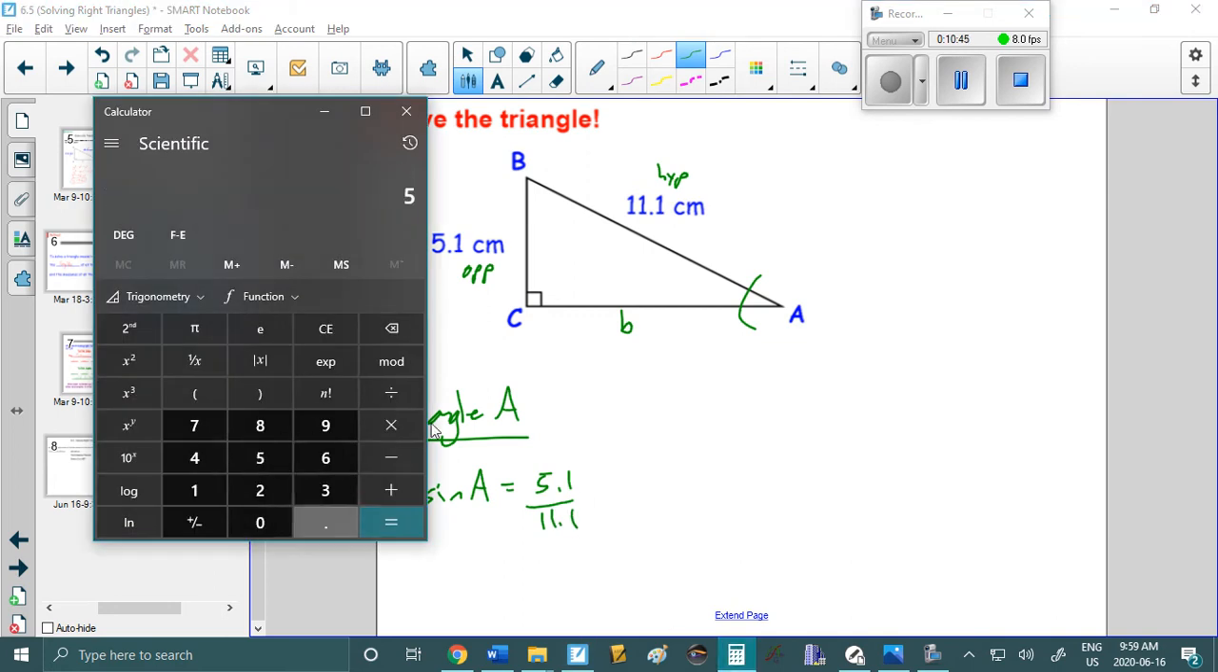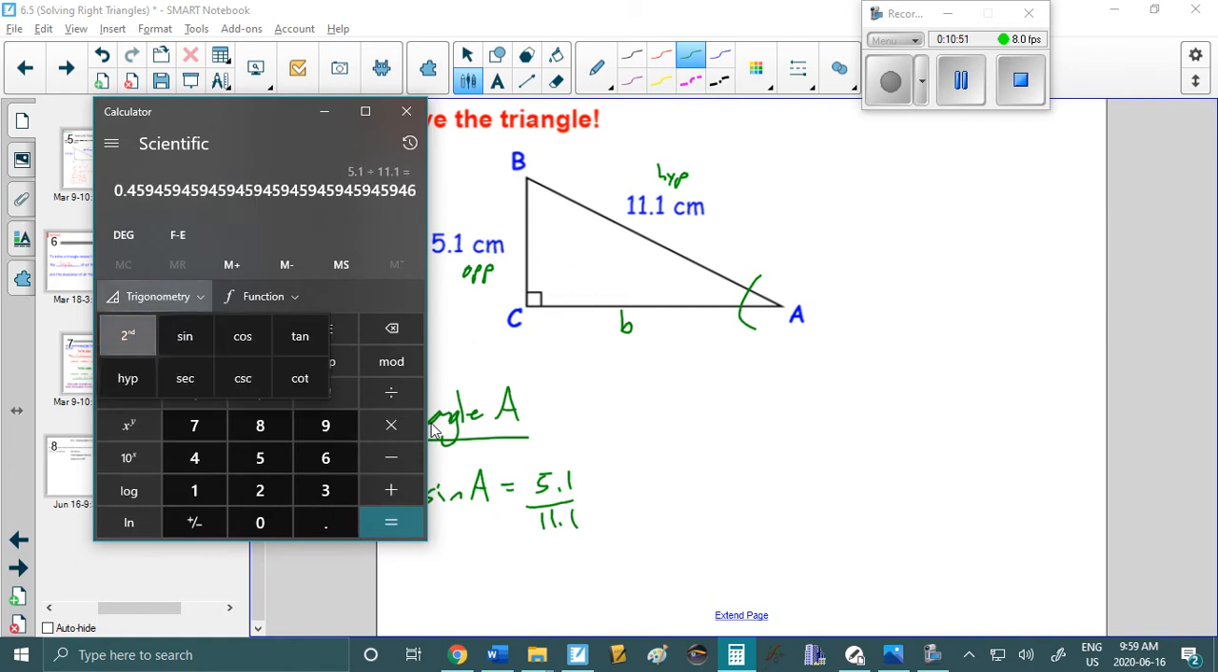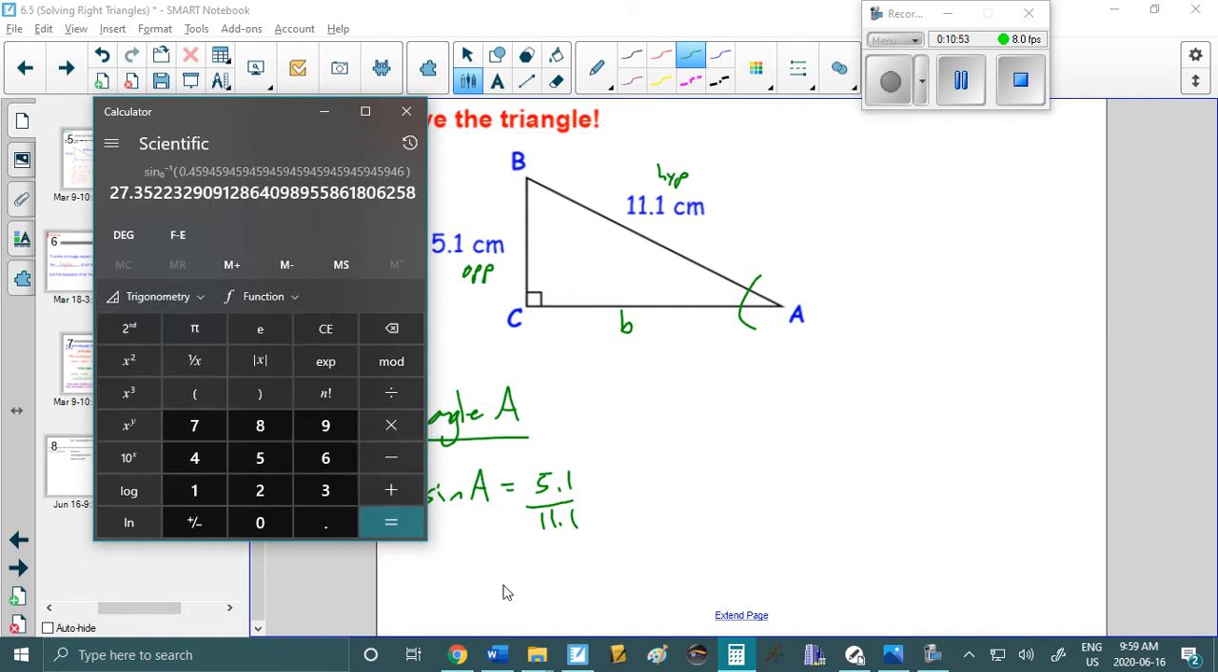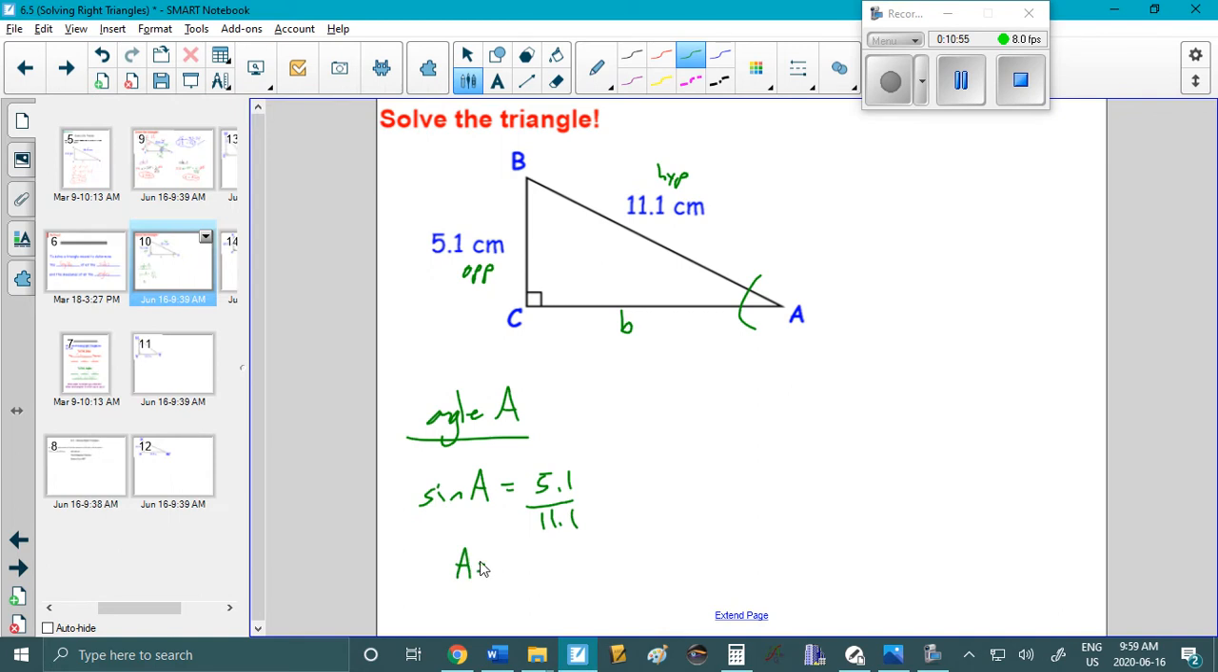And then on the calculator, 5.1 divided by 11.1. We're finding an angle, so we have to use the inverse button. So second sine, 27 degrees. So A is approximately 27 degrees. To find angle B, B is just going to be 90 minus 27, and B is going to be approximately 63 degrees.